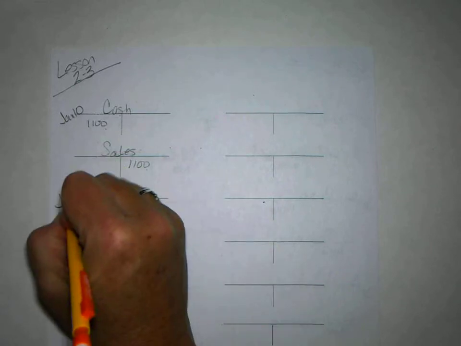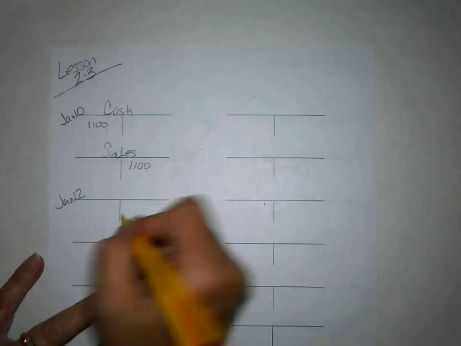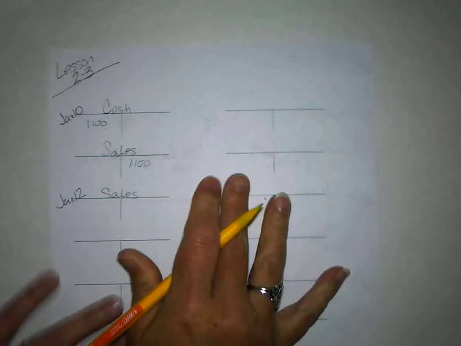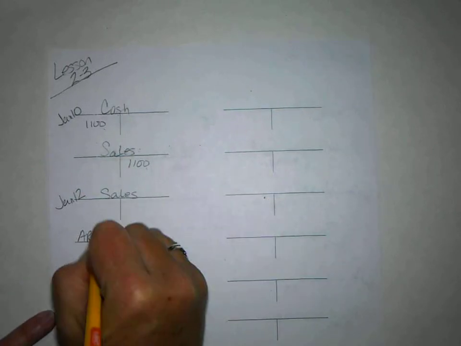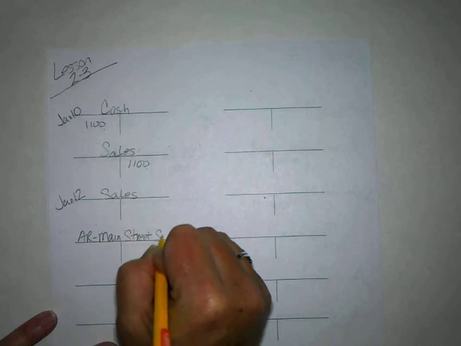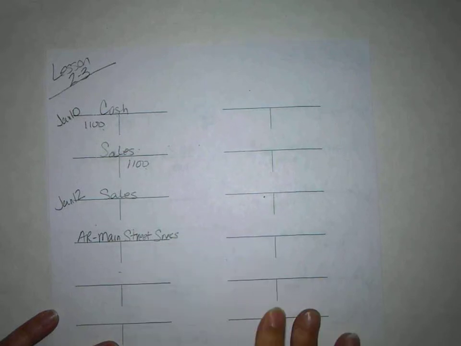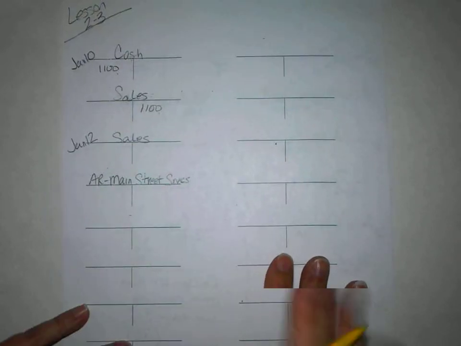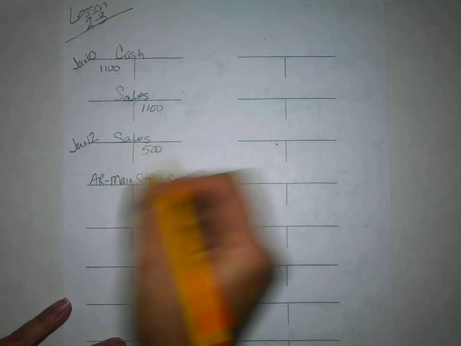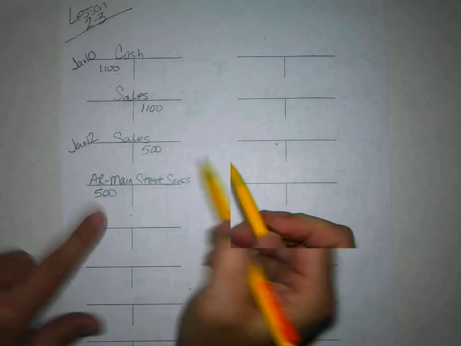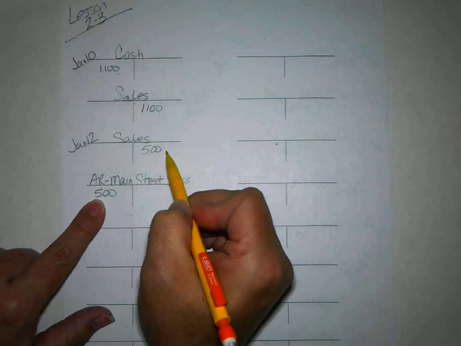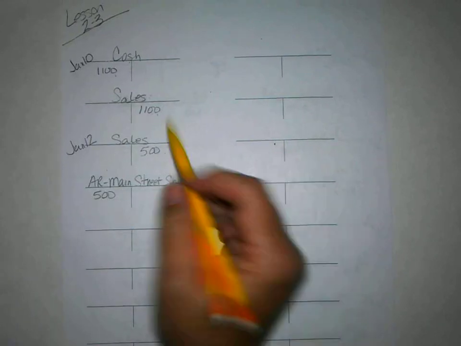So on January 12th, sales and accounts receivable for Main Street Services for $500. Okay, they owe us $500. We increased our sales by $500. One debit, one credit.